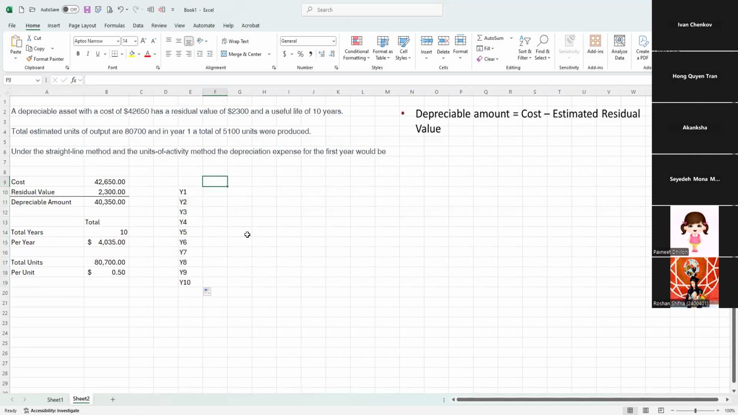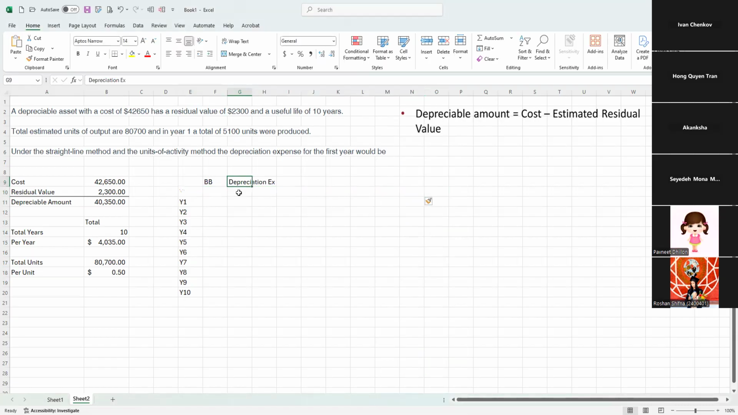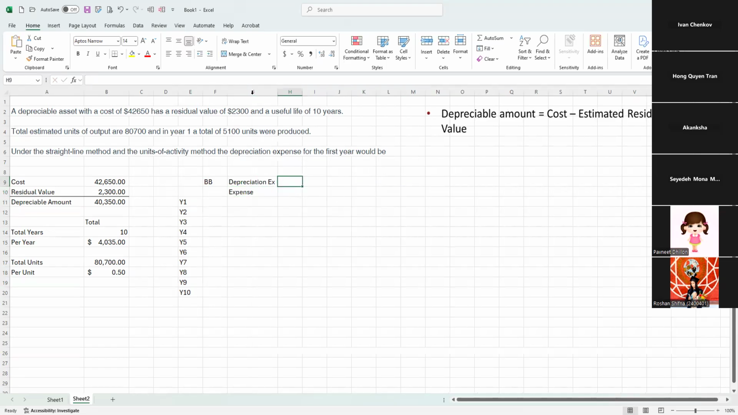What are we going to have? We're going to have our beginning balance. Then we're going to have depreciation expense. Let's add one line. Then we're going to have accumulated depreciation.